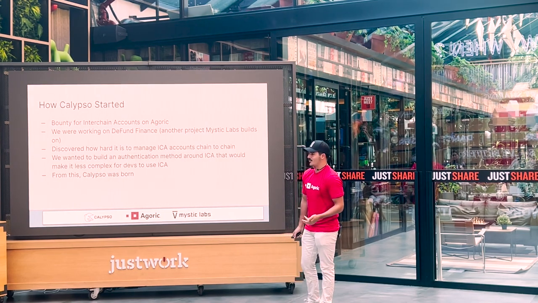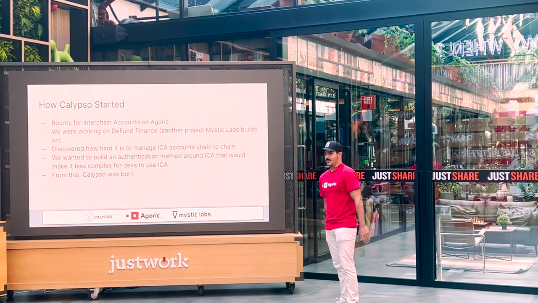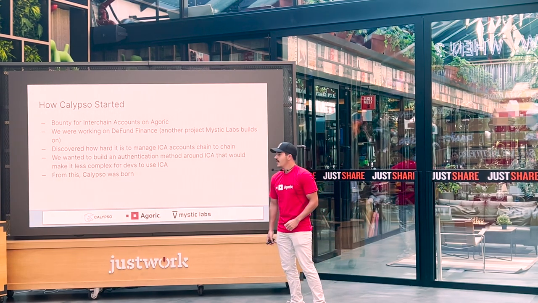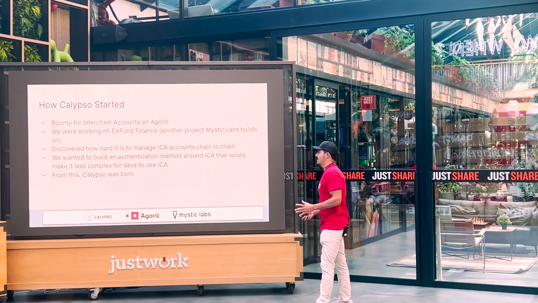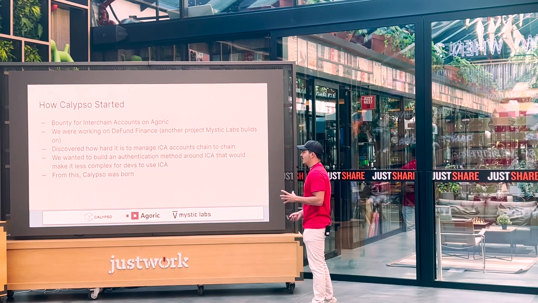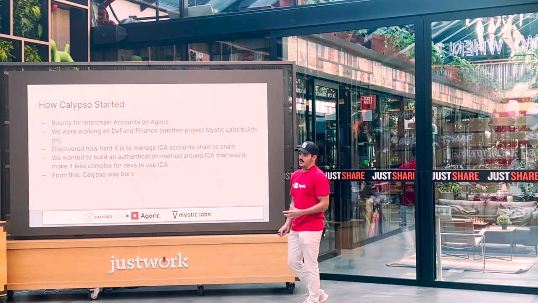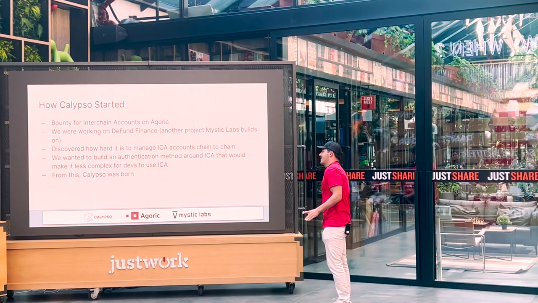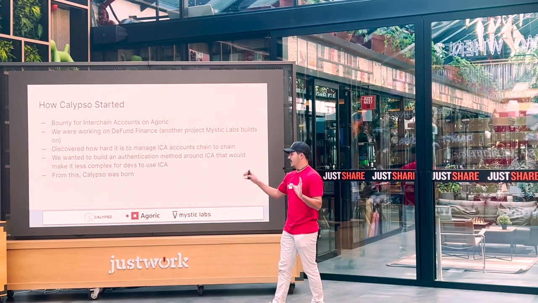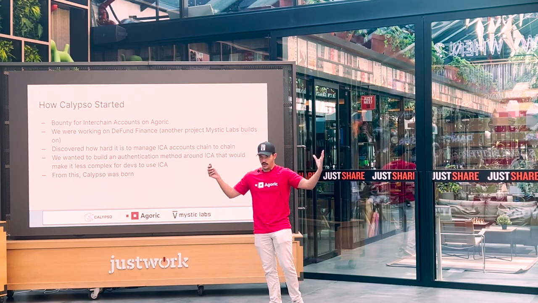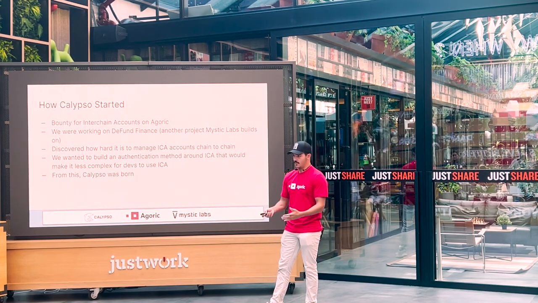So how did Calypso start? Joe over here was building out a bounty on Agoric. He's working on a bounty for interchain accounts. And we were also working on DeFi Finance at the time, another thing that Mystic Labs works on. And we realized how hard it is to manage ICA accounts on chain to chain. So we decided to build an authentication method around ICA that would make it less complex for really managing accounts on different chains. And that's the inception of Calypso.